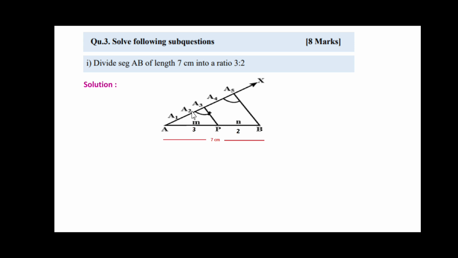Mark A1, A2, A3, A4, A5 at equal distances on this ray AX. Name them as A1, A2, A3, A4 and A5. Join A5 with B and A3 with B, so that you are getting AP to PB equal to a 3:2 ratio. Here angle A3P and angle A5B are congruent. These are forming the corresponding angles.